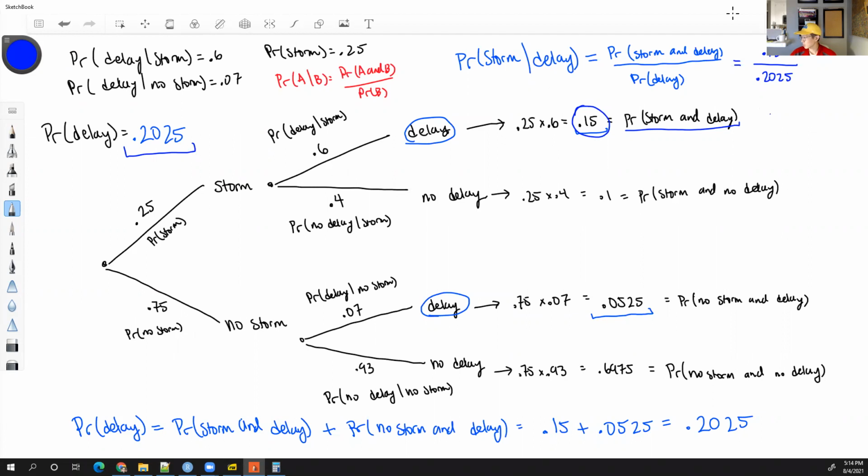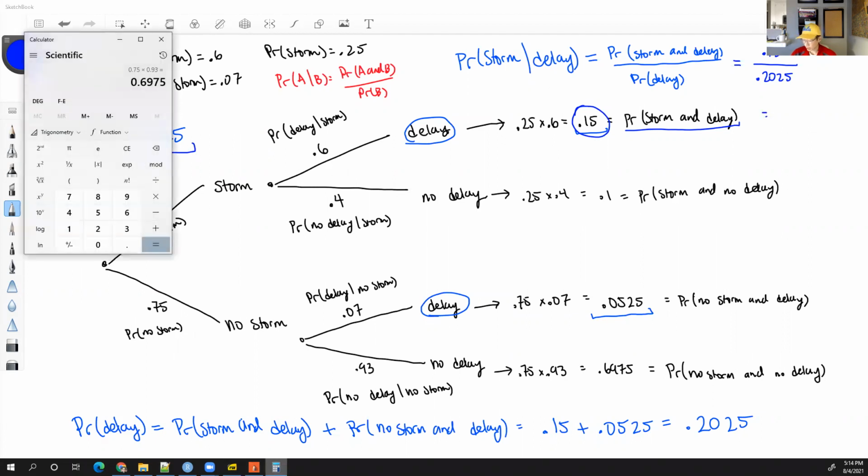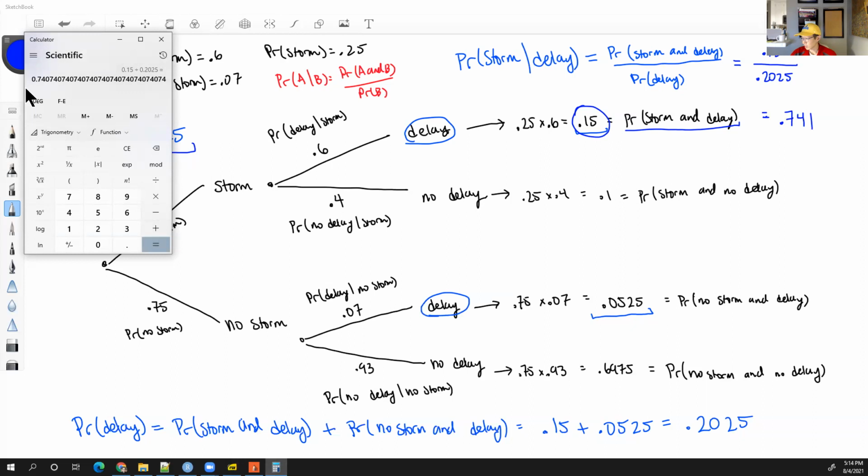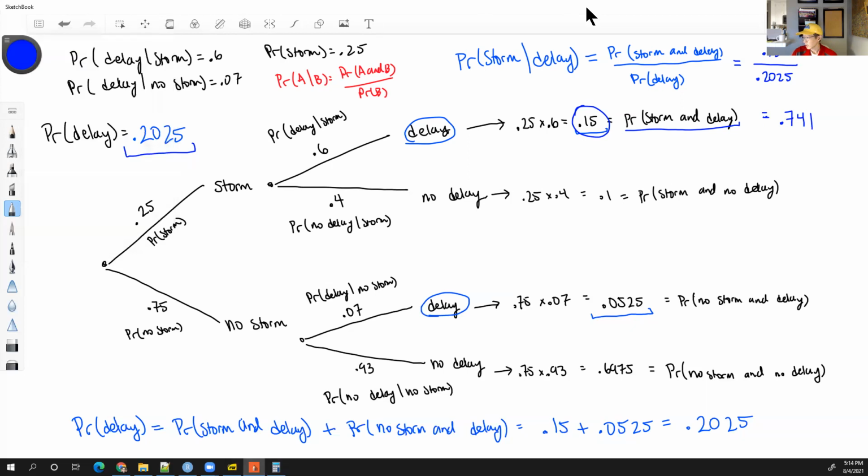Okay, and then you do some math here. And by math, I just mean type numbers into a calculator. 0.15 divided by 0.2025, I get 0.741. If I round off to 3 decimals, 0.740740740, and that's good enough. So if you find out that the flight was delayed, what was the probability that there was a storm? Something around 74%.